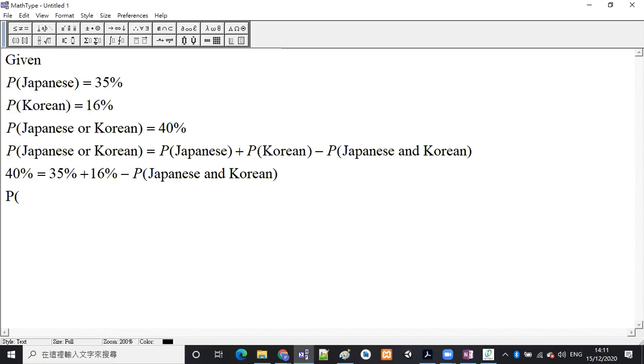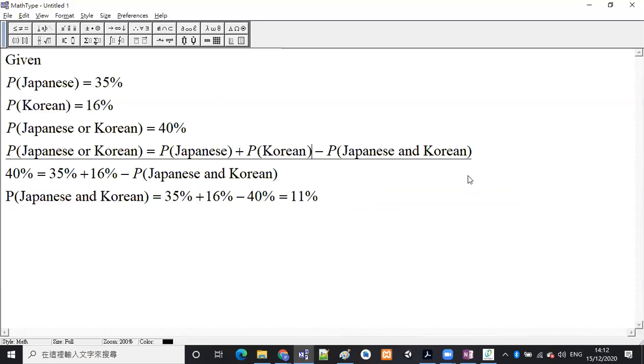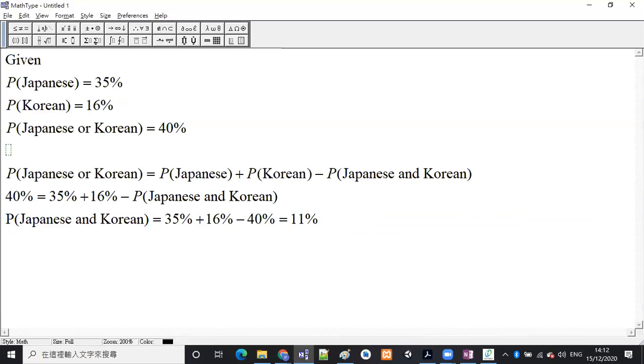Okay? So P Japanese and Korean is equal to 35% plus 16% minus 40%. Okay? And that will be equal to 11%. Okay? And that is exactly what we are finding in part A. Can you see this? Come on. Okay? So this is the starting point of part A. Okay? And that will be 11%.